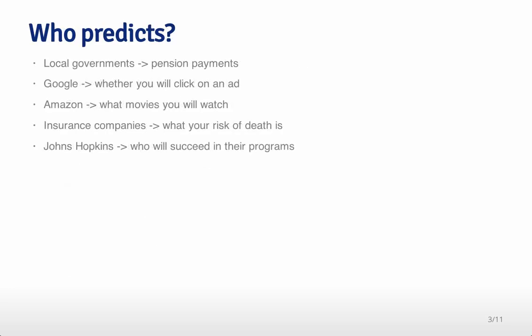So who predicts things? This is an important question, and I think an important motivator for this class. Basically, most organizations now use machine learning in some simple form at minimum and often in much more complicated forms. So here are a couple of examples. Local governments might try to predict pension payments in the future so that they know whether their revenue generation mechanisms have sufficient funds generated to cover those pension payments. Google might want to predict whether you're going to click on an ad so that they can show you only the ads that are most likely to get clicks and so increase revenue.